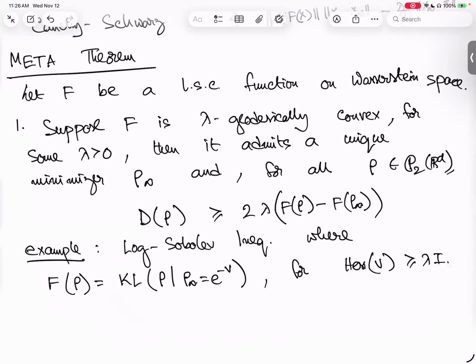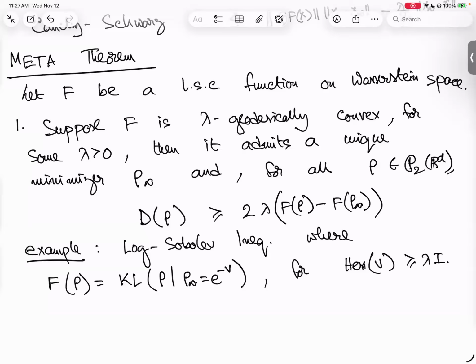Okay. So for this quantity, the log-Sobolev inequality, the function that I take is my Kullback-Leibler with respect to a uniformly log-convex probability measure. I know this Kullback-Leibler quantity is lambda geodesically convex because I've assumed my potential V to be uniformly convex, lambda convex. For this case, my D function is my relative Fisher information, and f of rho infinity is 0.